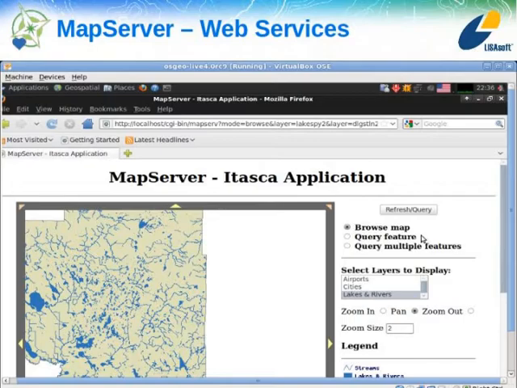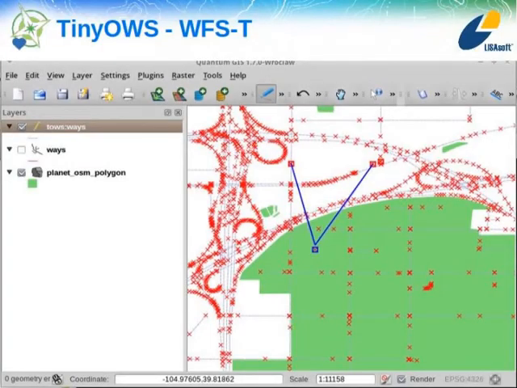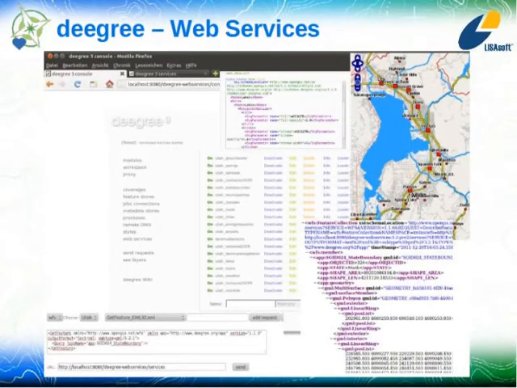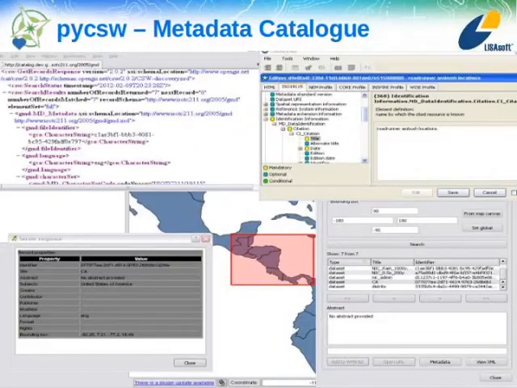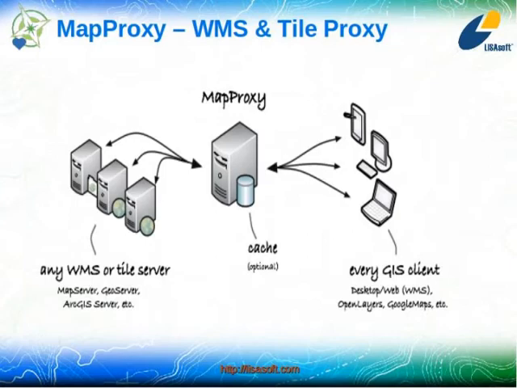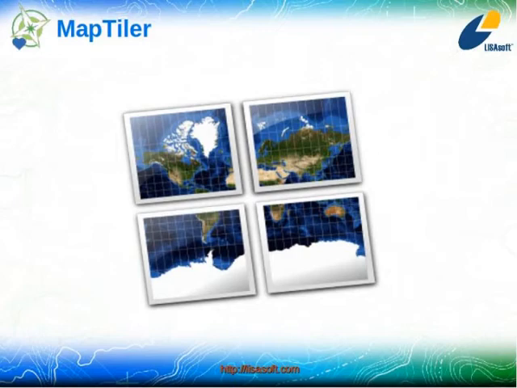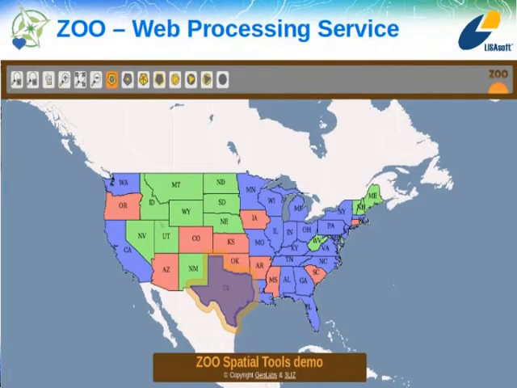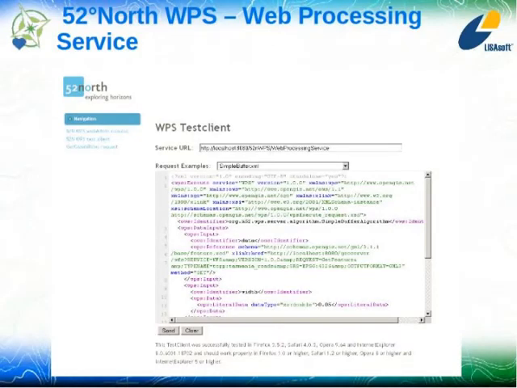MapServer is quite similar to GeoServer, pretty much competes head to head. It's C-based, has a very strong community behind it. TinyOWS, OWS is a transactional extension to MapServer. Deegree is a MapServer with strong footprint in Germany, lots of users in Germany. PyCSW is another metadata catalog, quite a light version of it. Then we've got MapProxy for providing proxies for pushing data out. MapTiler. Then we've got some web processing services. Web processing services, as I mentioned before, were for putting an algorithm down on the server, and there's a few of these applications. The 52 degrees north has one, and the GeoServer I mentioned before.